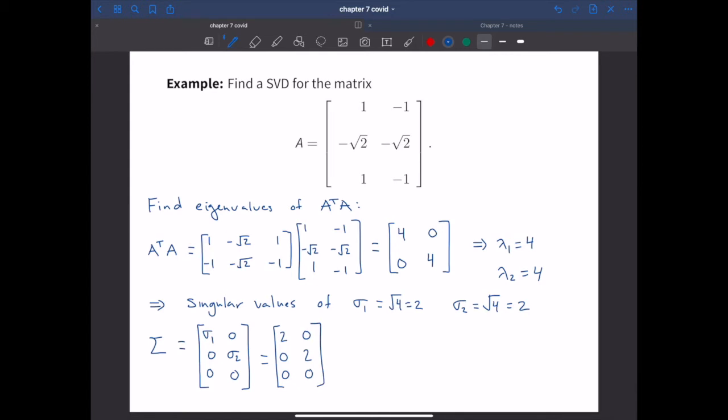And we're done with that first step of this problem. The next step again is to figure out what the columns of the matrix V are going to be. So what we want to do is find the eigenvectors of this matrix here.